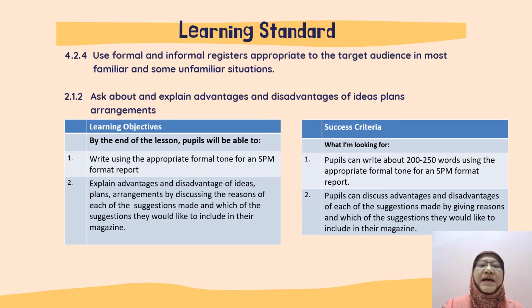Let's look at the learning standards, learning outcomes and success criteria. First, the learning standard. The main skill is 4.2.4. Use formal and informal registers appropriate to the target audience in most familiar and some unfamiliar situations. And the complementary skill is 2.1.2. Ask about and explain advantages and disadvantages of ideas, plans, arrangements.